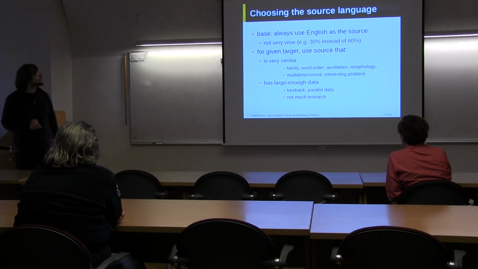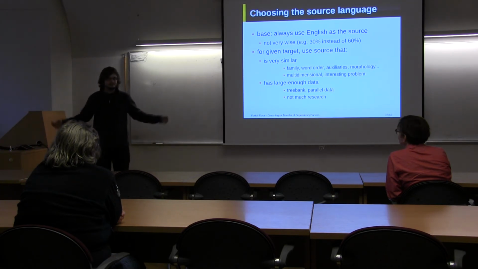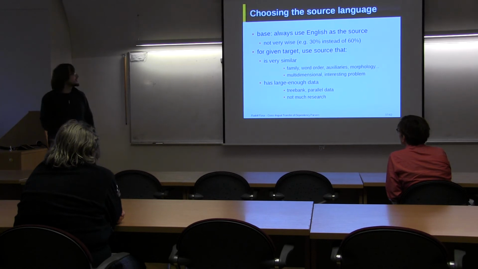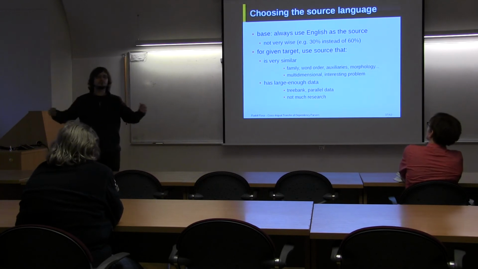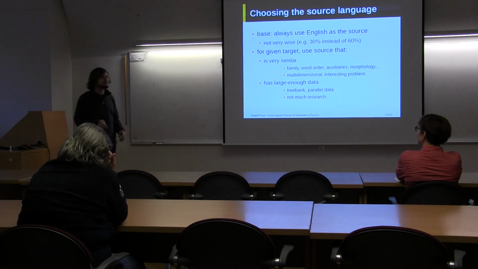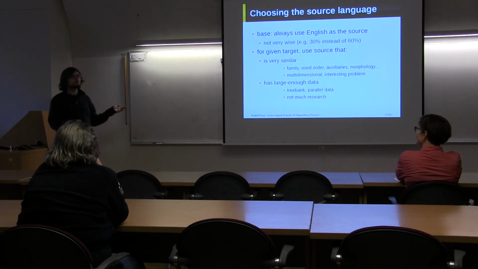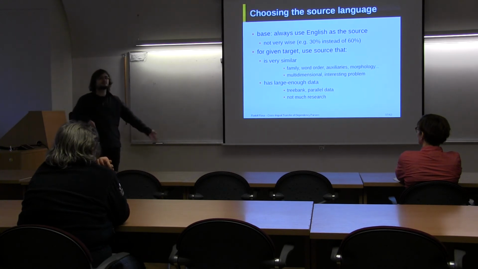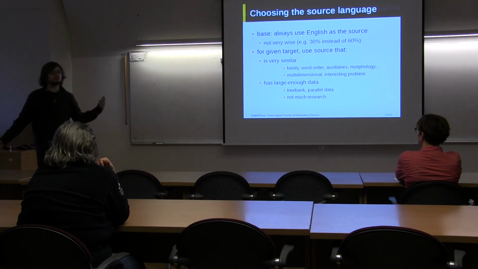Okay, so let's say we have a target language, Swahili, whatever. And we want to find, of course, okay, we have these 70 possible source languages, so which one do we use? Well, that's easy to say. We need a language that is very similar. It should be the same language family. It should have similar word order. It should have similar auxiliaries. Like some languages have determiners, some of them don't. So if your target language has determiners, your source language should also have determiners.